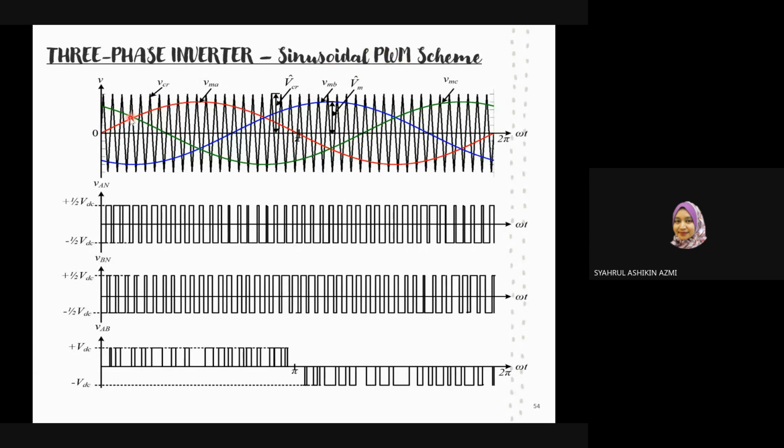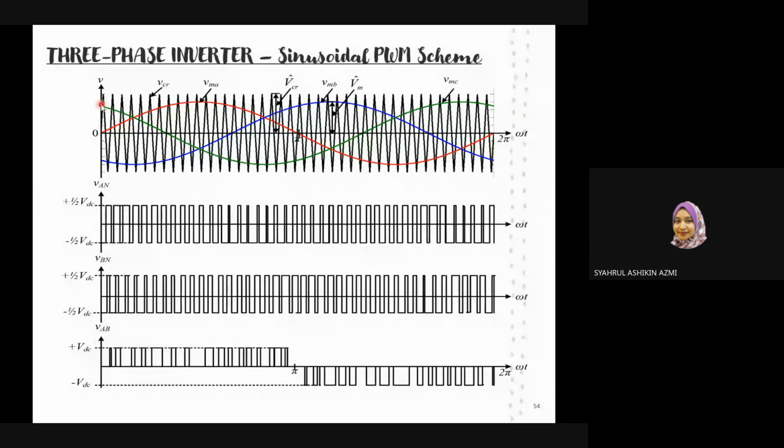So the red one is the reference signal for phase A, which will affect S1 and also S4. The blue line is the reference signal for phase B. It will affect the on-off for S3 and S6. The green one, VMC, is the reference signal for phase C. It will affect the on-off switch for S5 and also S2.